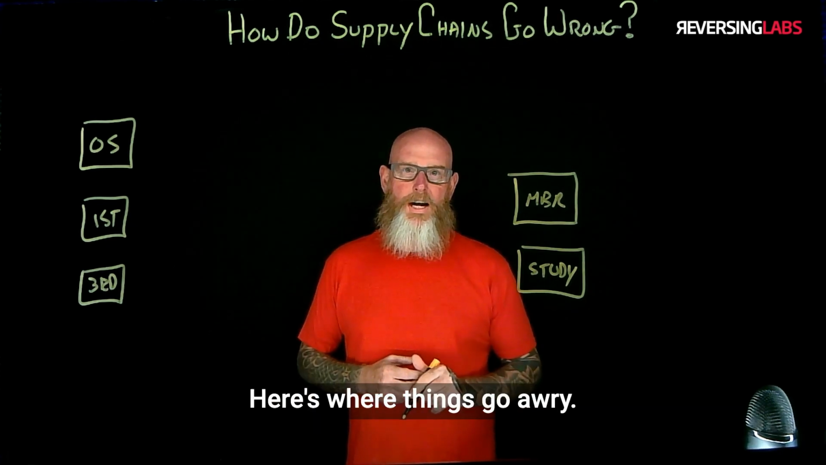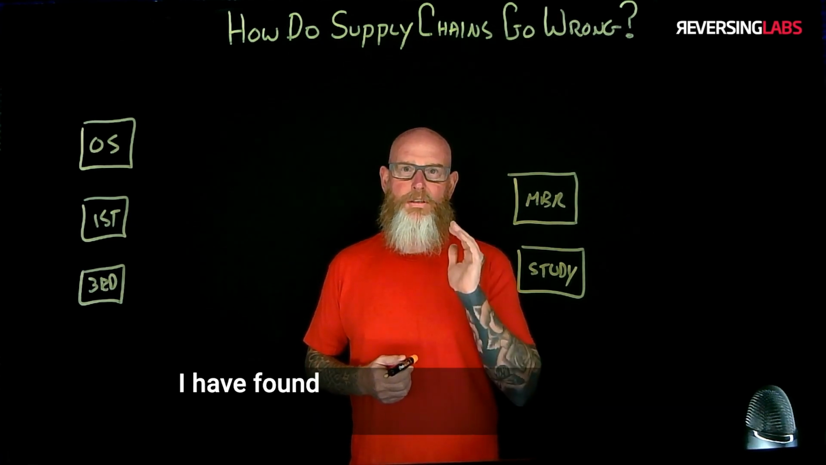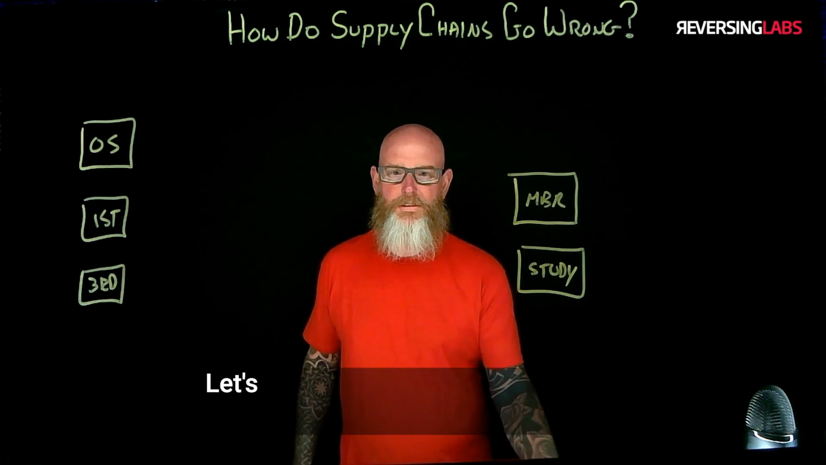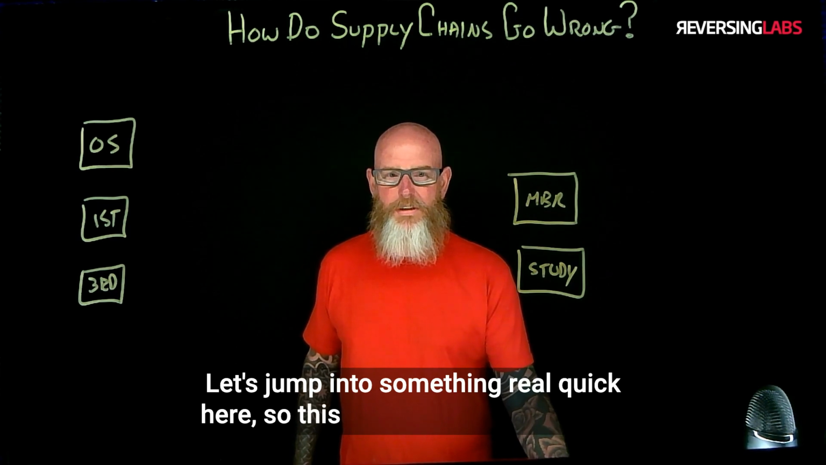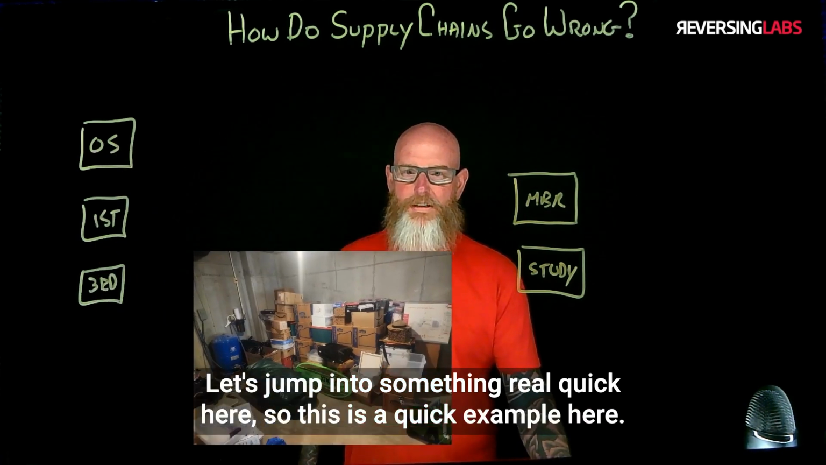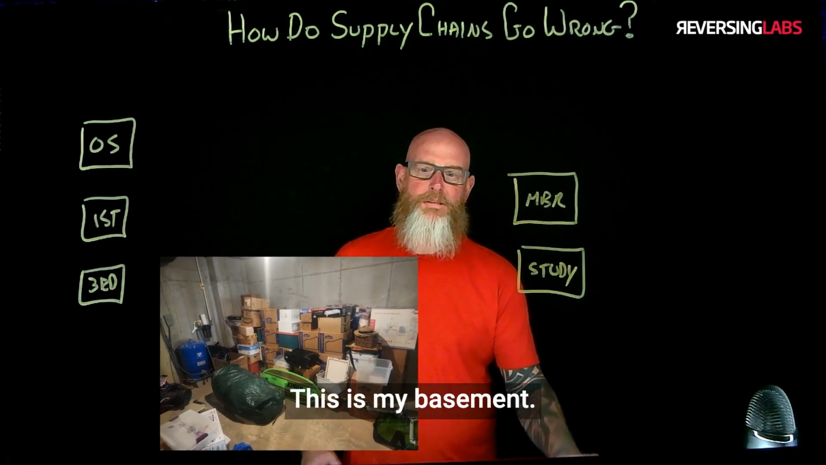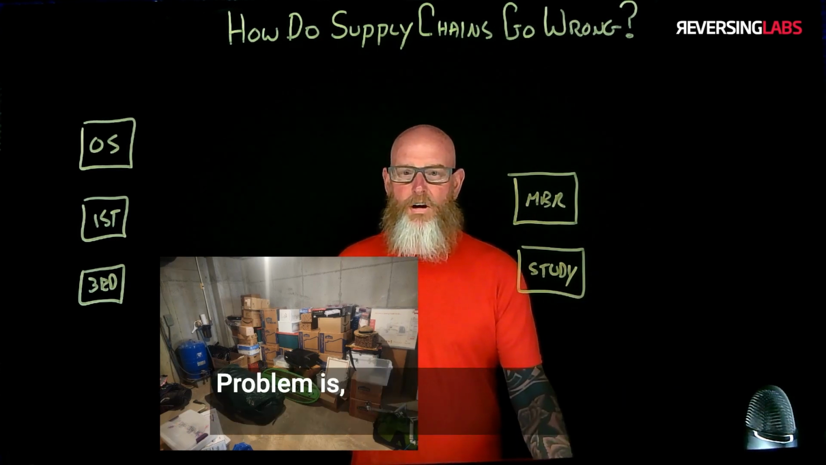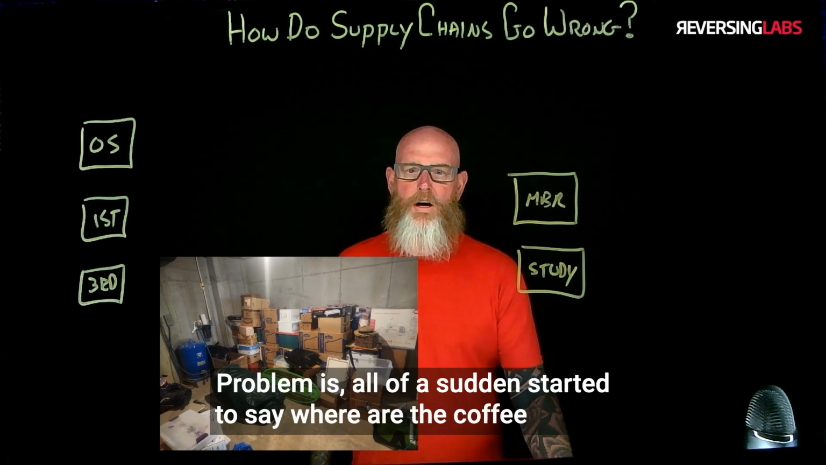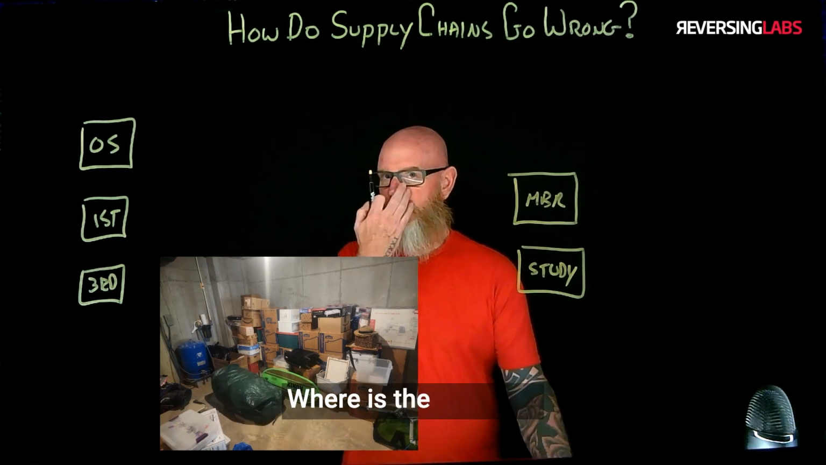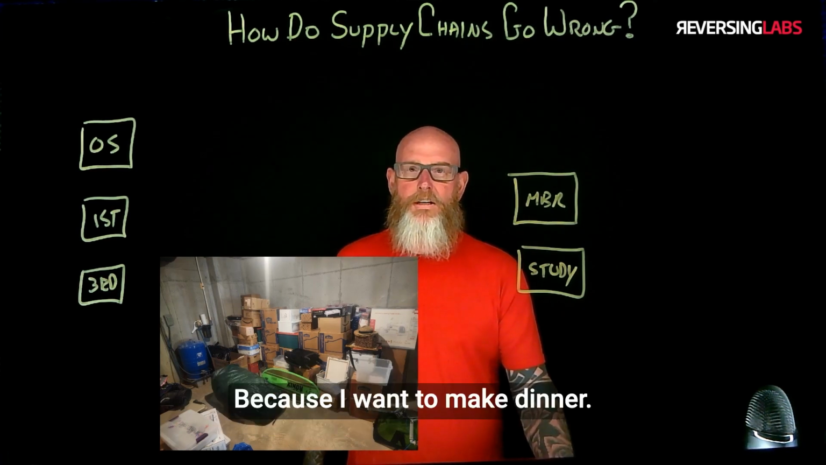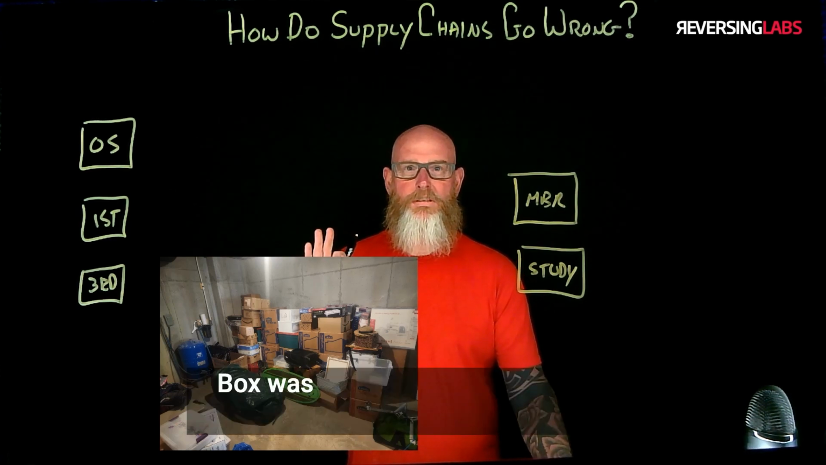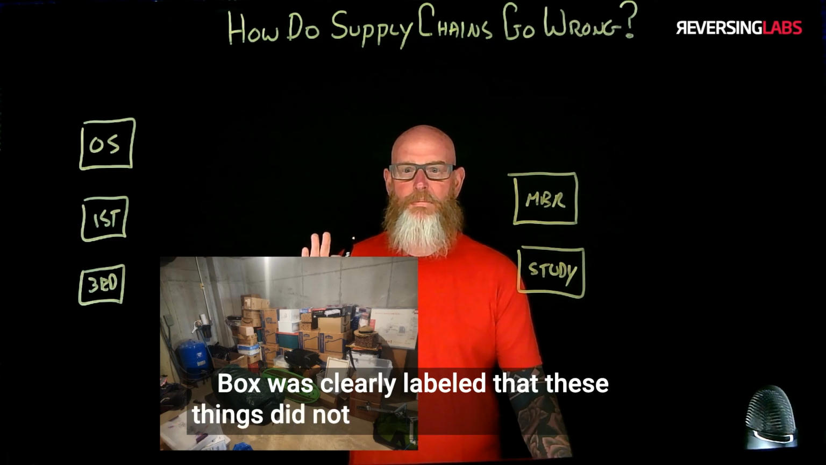Here's where things go awry. I have found some of the weirdest things in my house in the weirdest places. Let's jump into something real quick here. This is a quick example. This is my basement. A lot of things were put in the basement, labeled basement. That's great. Problem is, all of a sudden I started to say, where are the coffee mugs? Where is the air fryer? Because I wanted to make dinner. Couldn't find them. The box was clearly labeled kitchen. The box was clearly labeled that these things did not belong in the basement.